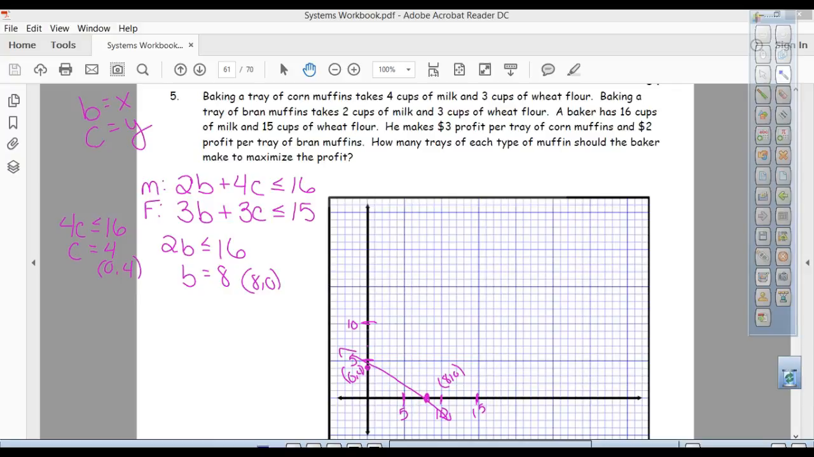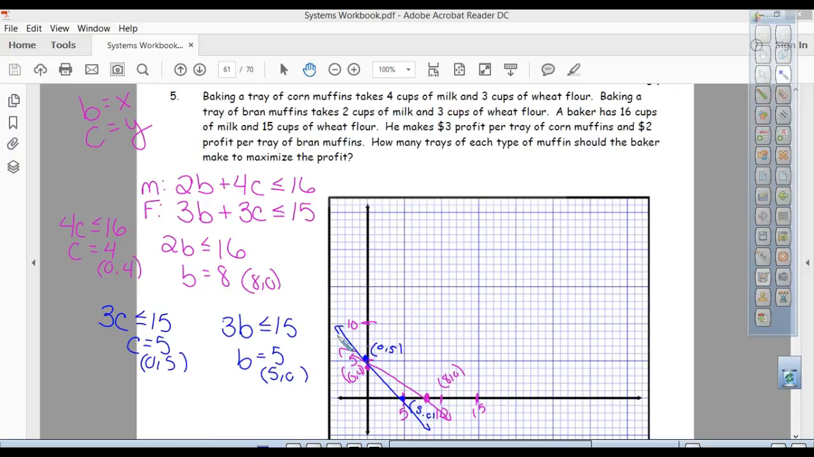Alright, so now we've got to do flour, right? Okay, so if I cover up my B, I have 3C is less than or equal to 15. So C is 5. What point is that? 0, 5. Same thing with the B. 3B less than or equal to 15. B is going to be 5. But what point is this? This one's 5, 0. So 5, 0. 0, 5. Now my line goes this way. All right, so that's step one.